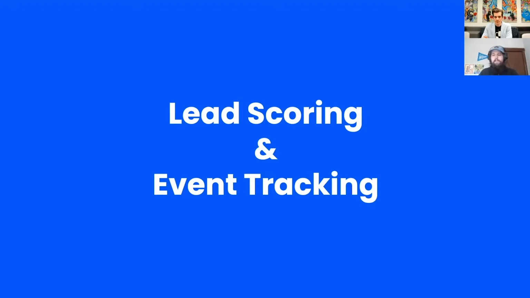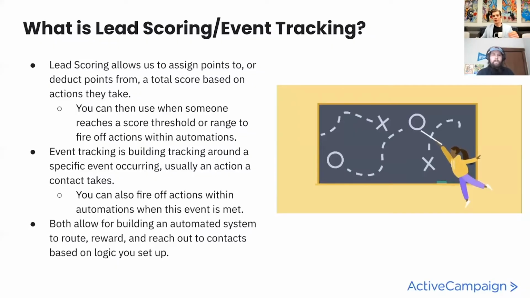Lead scoring obviously is based on certain actions. You can add or deduct points from a contact based on the actions they take, as I just said. And then event tracking is having a specified event you've set up with coding that once it's triggered, you track it. So going into a little more detail about both of these processes, can you tell us just a little bit more? Yeah, for sure.